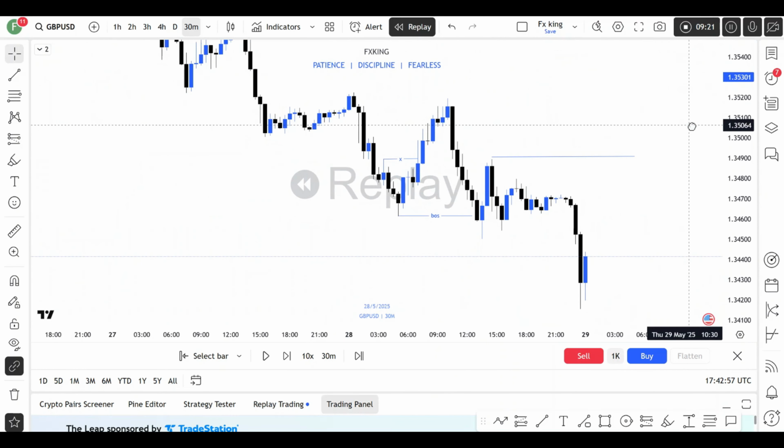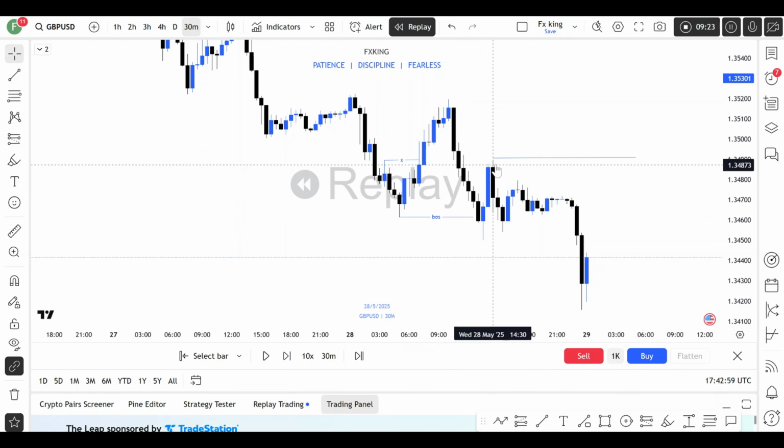So after this break of structure here, we need this inducement, right? This is what we call major inducement. It occurs after a break of structure. Now we can see that in this case we have just one POI, which is our extreme POI. So it's this POI here.